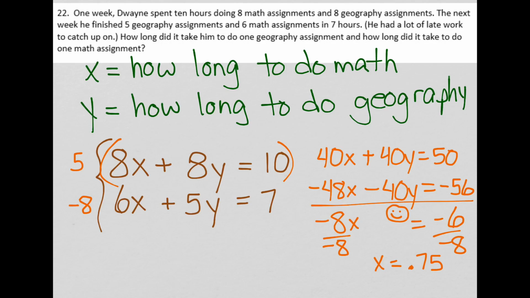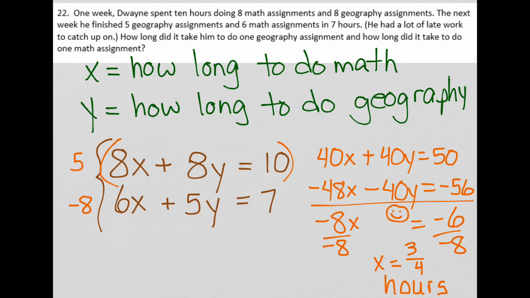0.75 what? How long did it take him to do a math assignment? 0.75 hours. Remember how we had in our equation it took him 10 hours total? These are all units of hours. What's 0.75 hours? Well, maybe this would have made sense instead of getting a decimal if I had just reduced my fraction there, 3/4 of an hour. What's 3/4 of an hour? Oh, I could have 3/4 of an hour. Yeah, usually we call that 45 minutes.